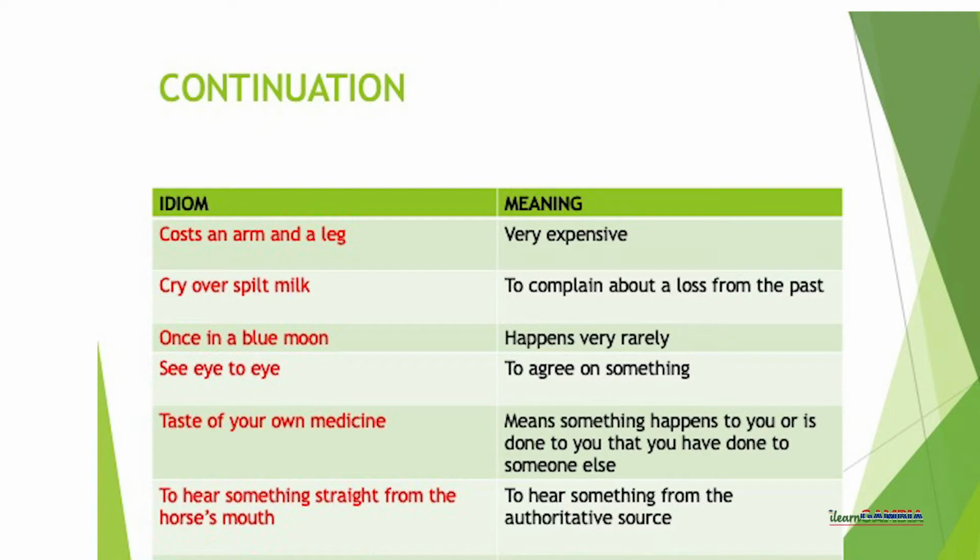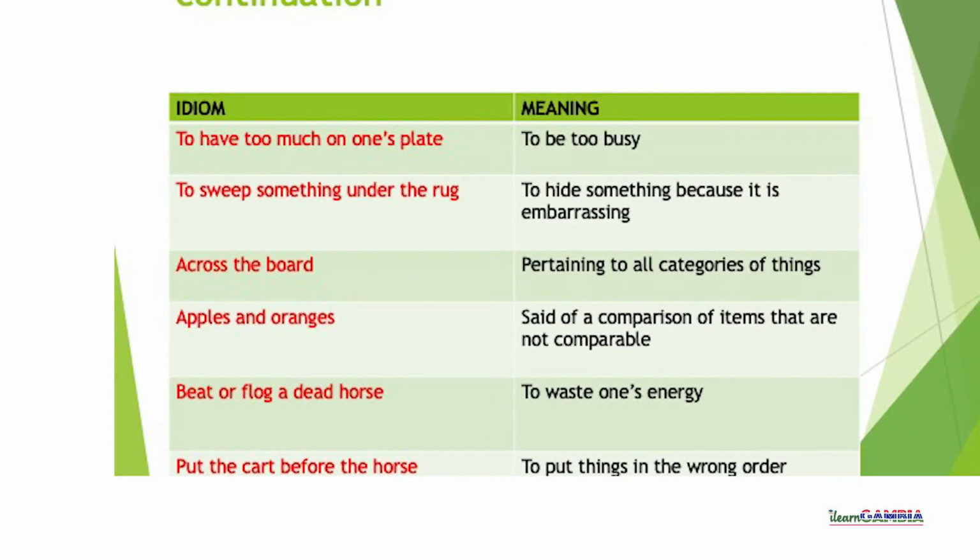To hear something straight from the horse's mouth means to hear something from the authoritative source, from the original source. To have too much on one's plate means to be very busy, to be too busy. To sweep something under the rug, or sometimes under the carpet, means to hide something because it is embarrassing. If you sweep a topic under the carpet, you don't want to talk about it. You just want to hide it because it is embarrassing.